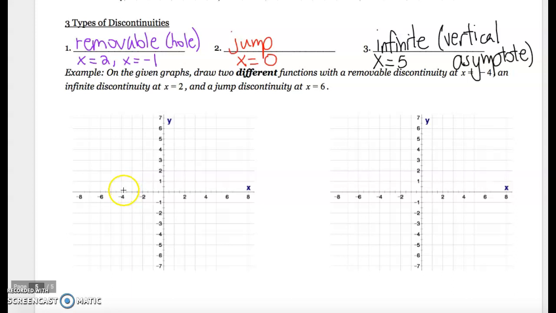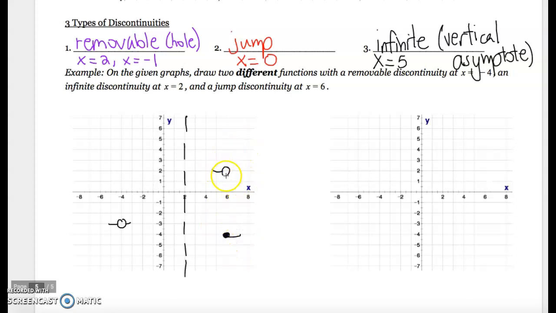So at x equals -4, I have a removable discontinuity. So I'll just put a hole right here, and I'll graph coming off of it. And then you could place the point somewhere else, but you don't have to. I have to have an infinite discontinuity at x equals 2, so that's easy because I'll have a vertical asymptote there. And then a jump discontinuity at x equals 6, so then I can have a graph that jumps from here to here. And we'll make it go this way and then go this way.